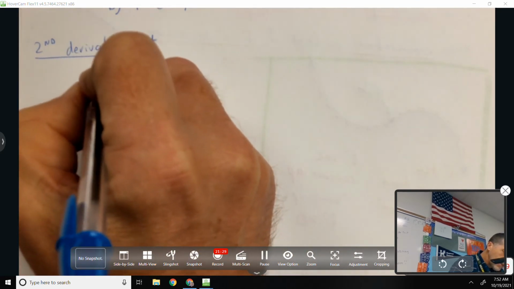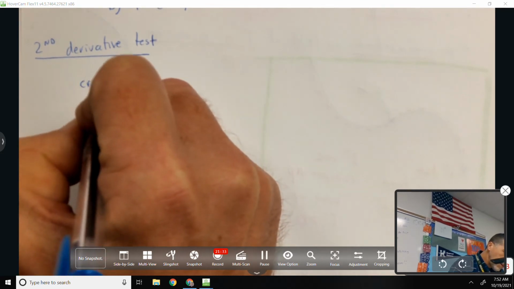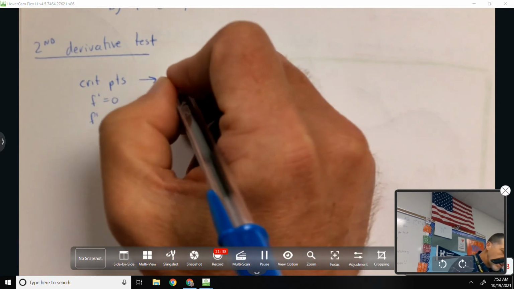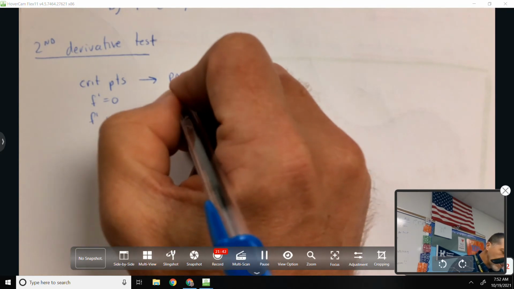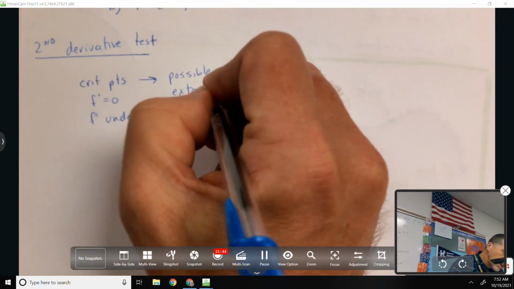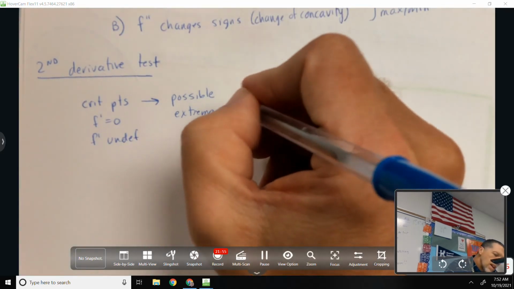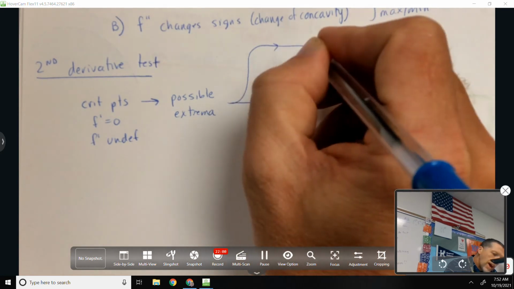Let's just start from the beginning here. So we get critical points. That's where f prime equals 0, where f prime is undefined. That tells us what the possible extrema are. And then now we're going to have three paths to take.